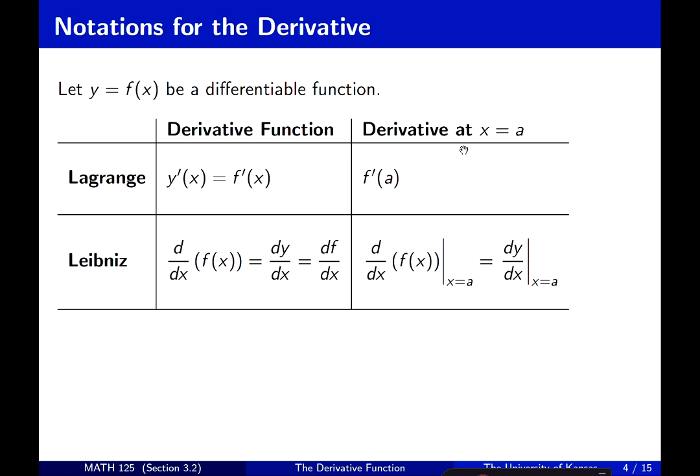So derivative at a for Lagrange notation is f prime of a. For Leibniz notation, it's derivative of f of x with respect to x, and then this long line means evaluated at x equal to a. So here, again, the simplicity of Lagrange helps us. If you know what the input variable is, this is very simple.